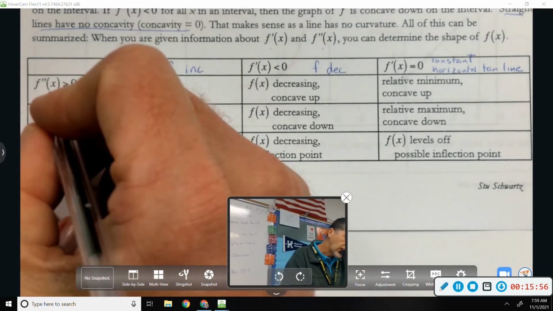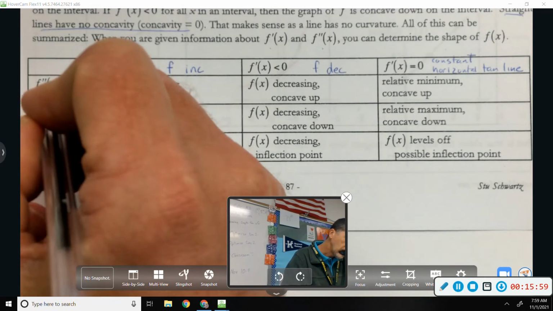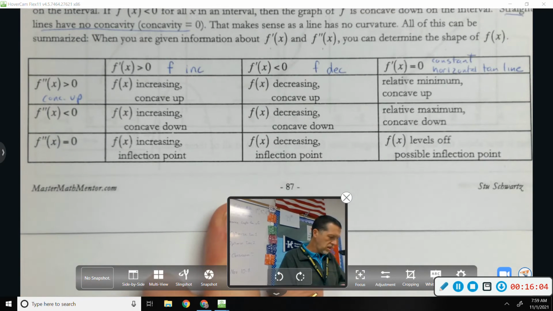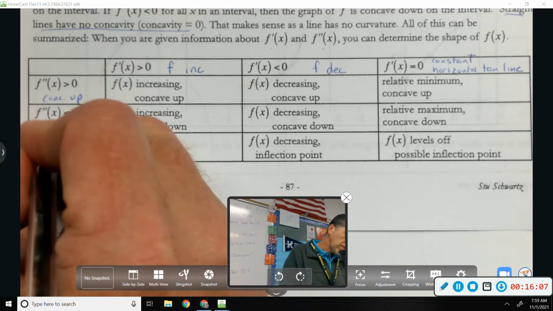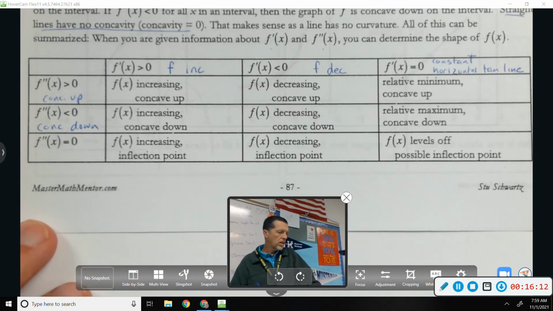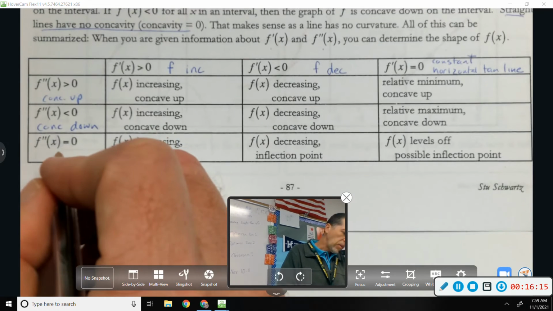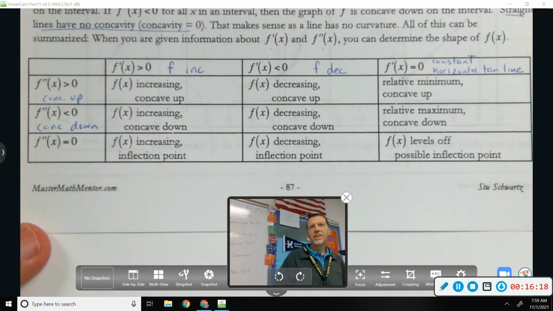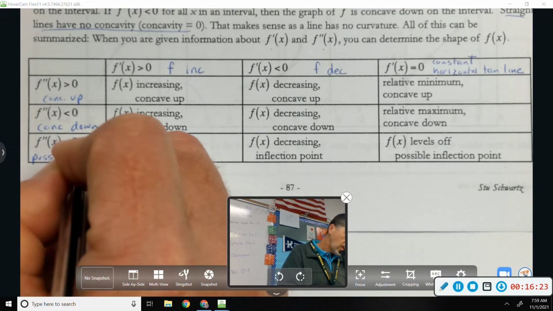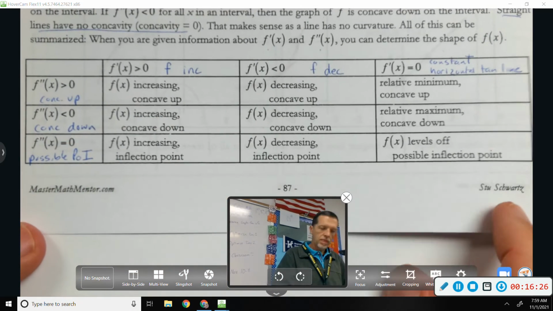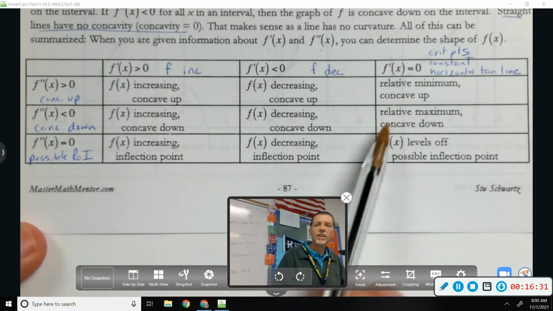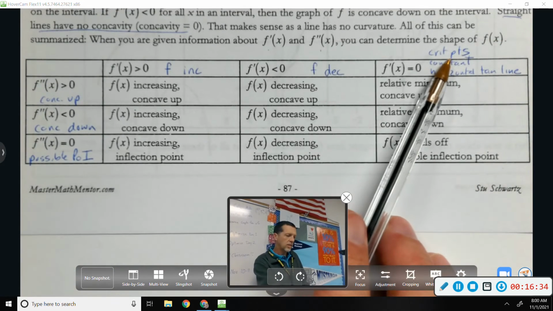All right, down the left side, f double prime greater than 0. That means concave up. F double prime less than 0. Concave down. F double prime equals 0. What would you say there? Possible point of inflection. In fact, we could have added the first derivative equivalent to that on f prime equals 0 into critical points.